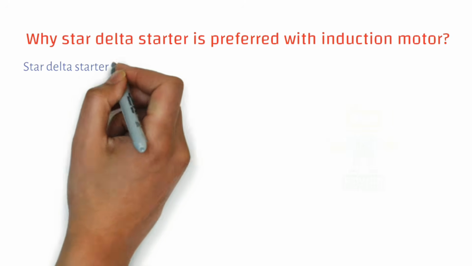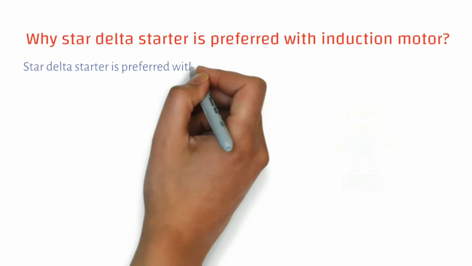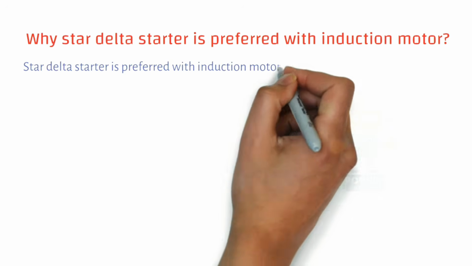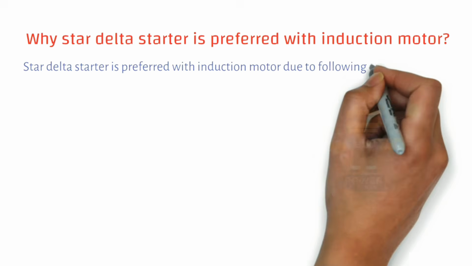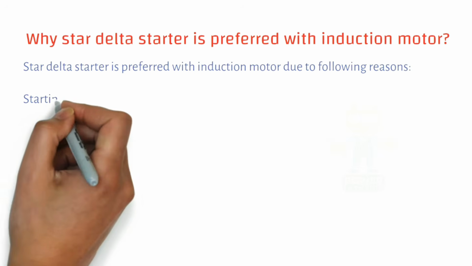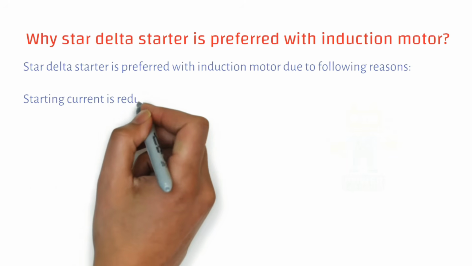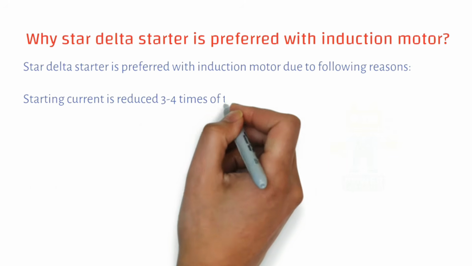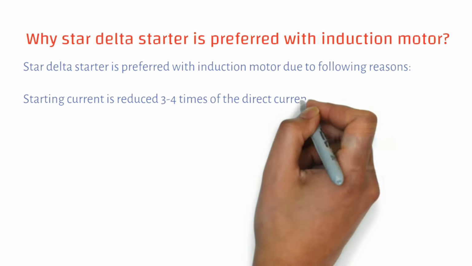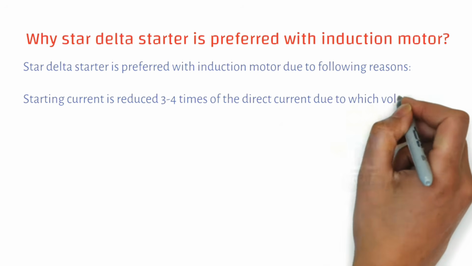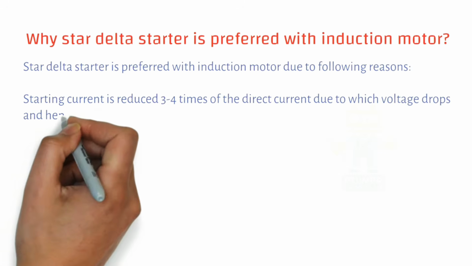Why is a star delta starter preferred with an induction motor? So the question is why we are using star delta and why it is preferred to use a star delta starter with induction motors. So now we see that a star delta starter is preferred with an induction motor due to the following reasons. There are several reasons.